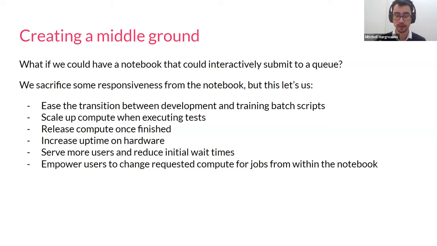So while you are messing around with your function and trying to work out where the tab is missing, or while your for loop isn't behaving as expected, that's okay, because somebody else can be using the GPU. This lets us increase the uptime on the hardware and serve more users, which means that you then don't have to wait as long in queue.